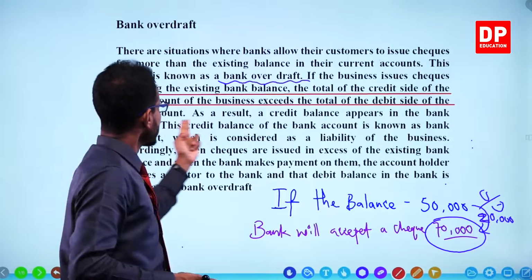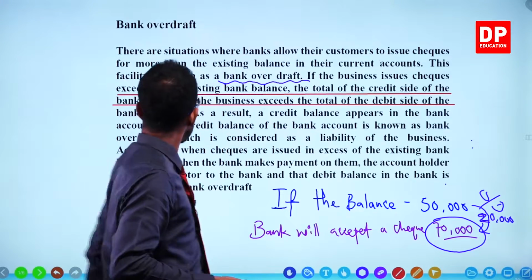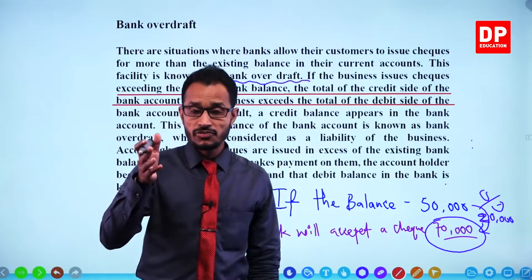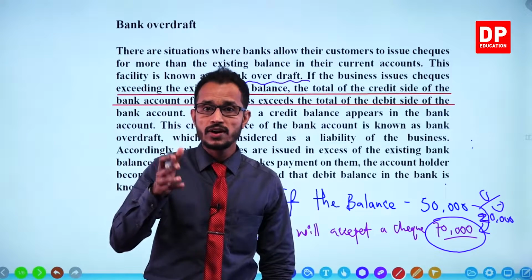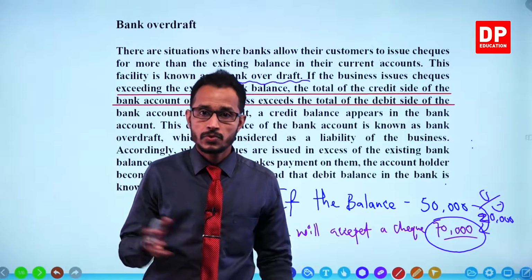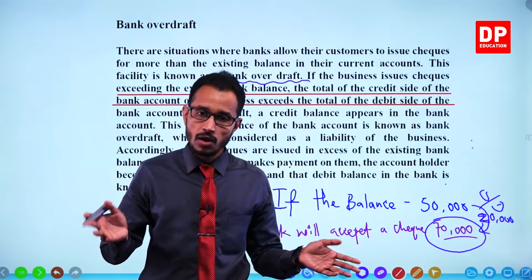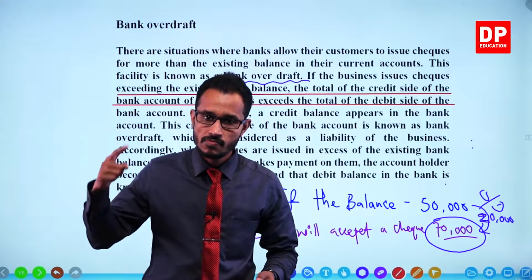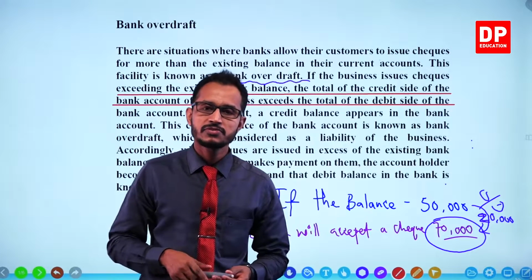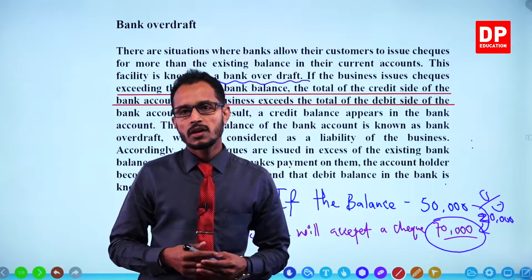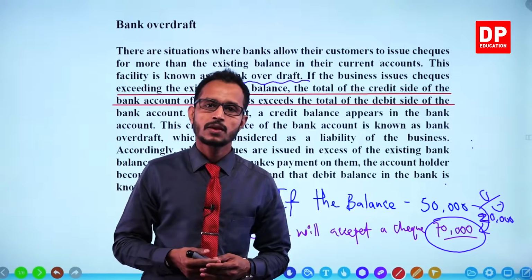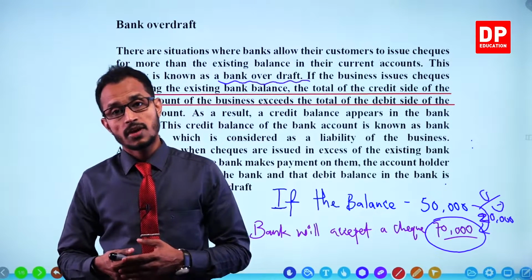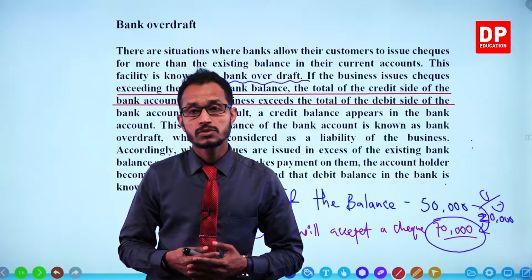As a result, the credit balance appears in the bank account. The BBF, the balance brought forward. You remember balance brought forward? You remember how to balance the bank account? We did it in the previous session. The last session was entirely about preparing the bank account with the relevant ledger accounts and including discount accounts.